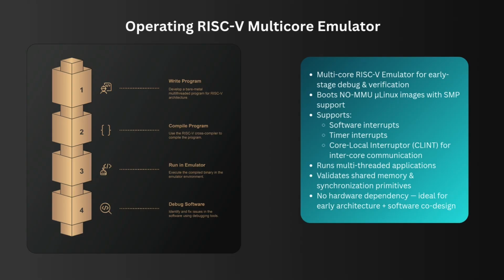We develop a RISC-V emulator that supports multi-core configurations and is tailored for debugging and verification. It includes a core local interrupter for inter-core communication, timer support, and software interrupts. We have successfully booted multi-core no-MMU Linux images, run multi-threaded applications, and validated features like synchronization and shared memory. This emulator provides a reliable platform for testing architectural features and software early without needing physical hardware.